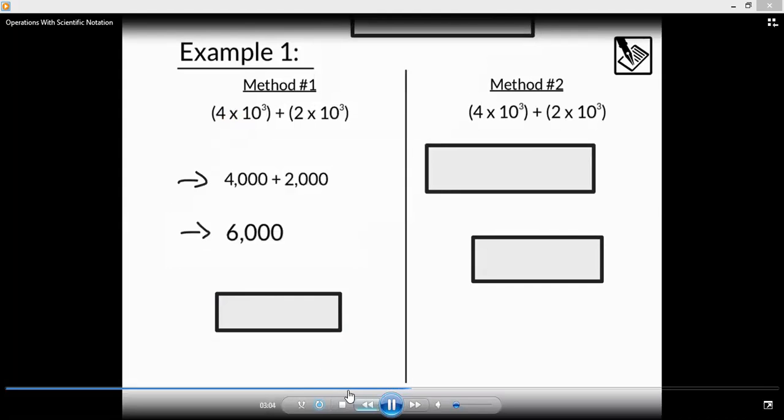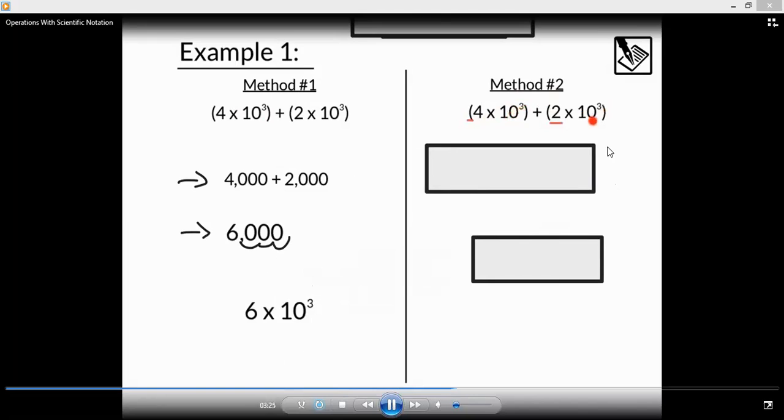Write this number in scientific notation. I can't see any decimal point, so it's there, but it's invisible. Please count: how many digits? 3 digits, exactly. So the answer will be 6 times 10 to the power of 3. Let's move to the next, method 2.